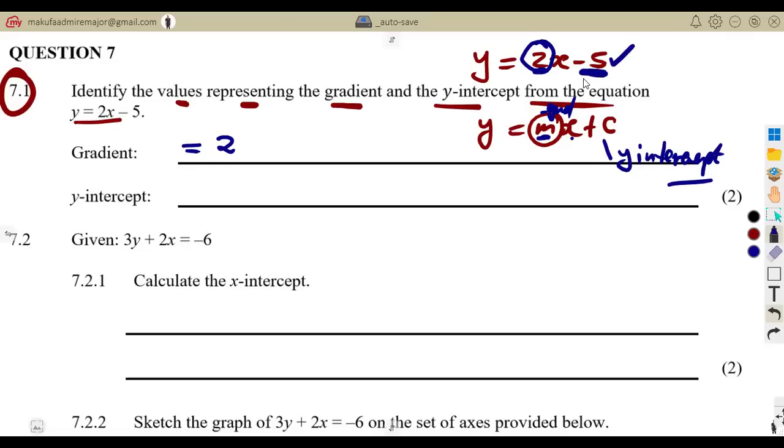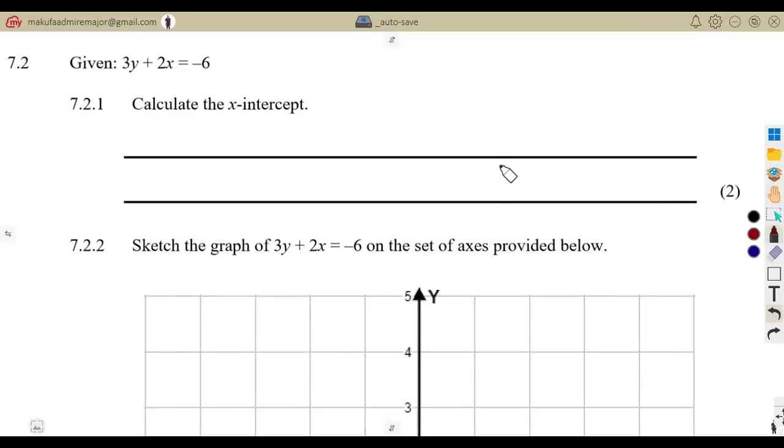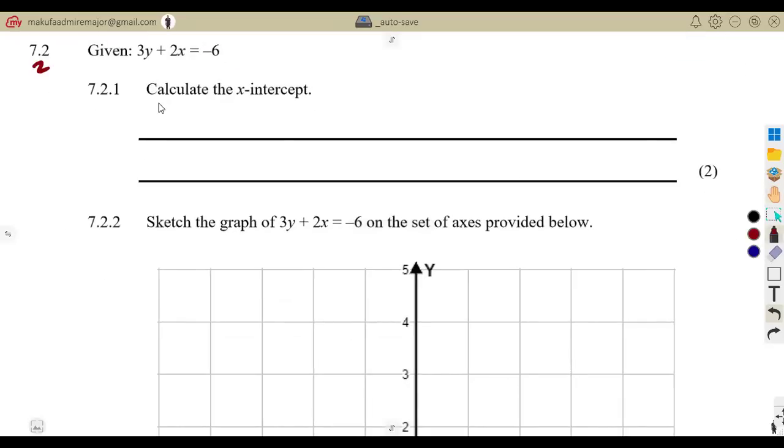And the y-intercept is already given. The number that is given there is what? -5. So that's our y-intercept. It's the equation of a straight line. Given this equation, calculate the x-intercept.